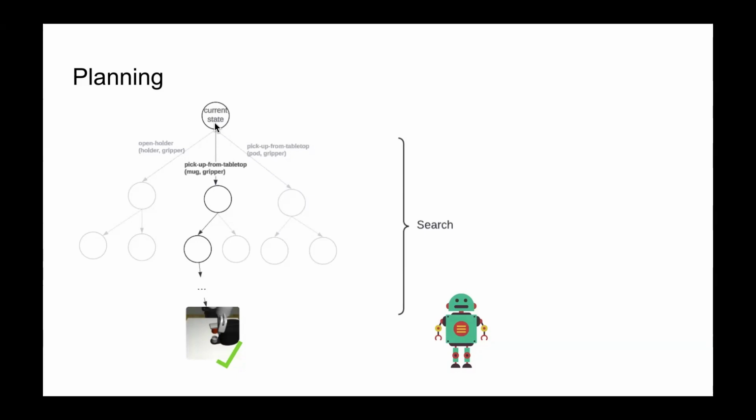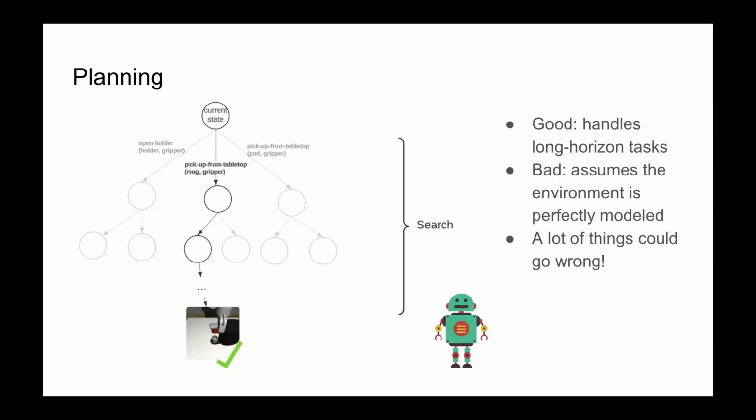The good thing is symbolic planning handles well long horizon tasks. It doesn't matter how many operations a task requires, as long as there is a solution, the robot will be able to find it after searching for it, maybe for a long time.